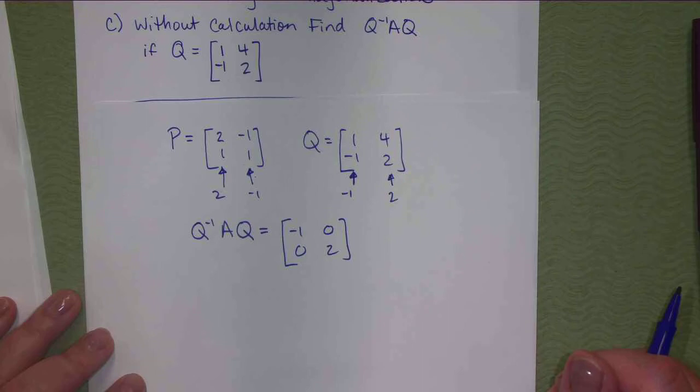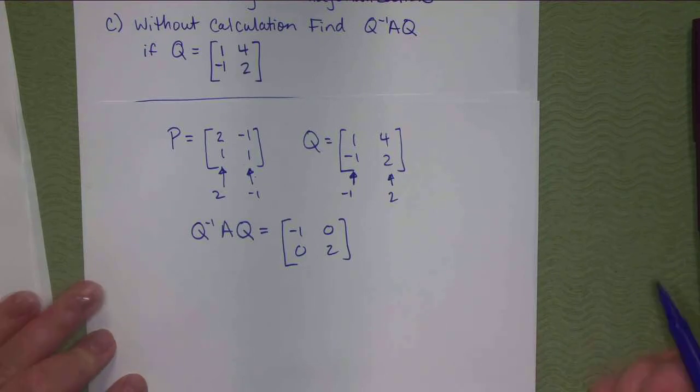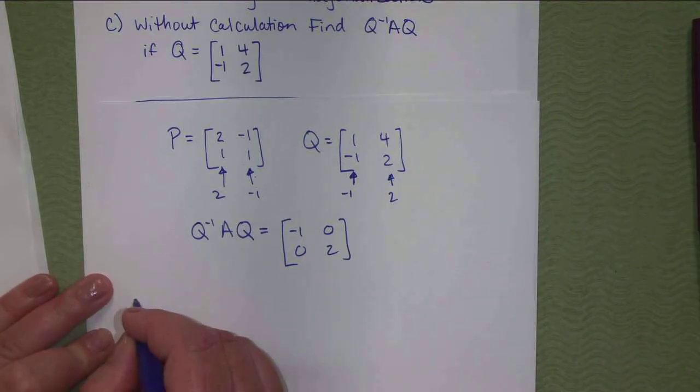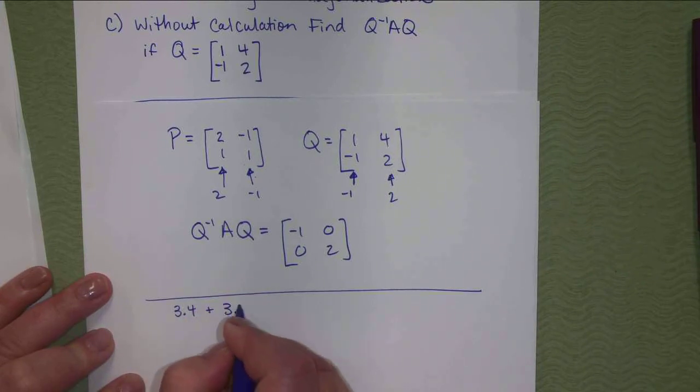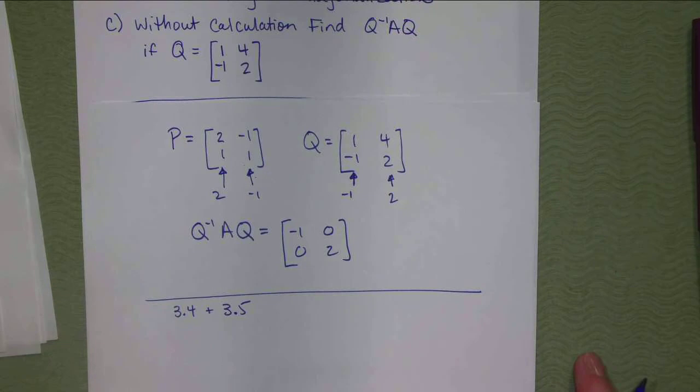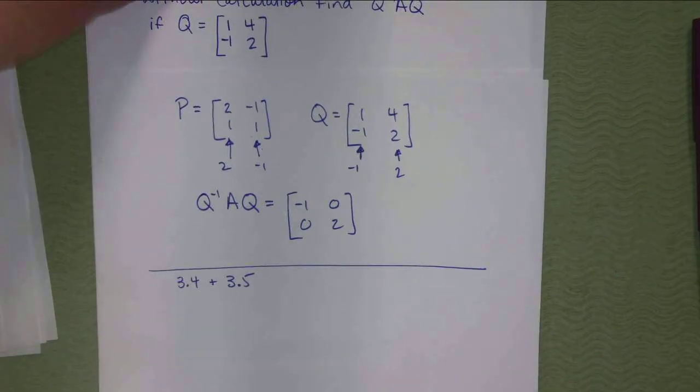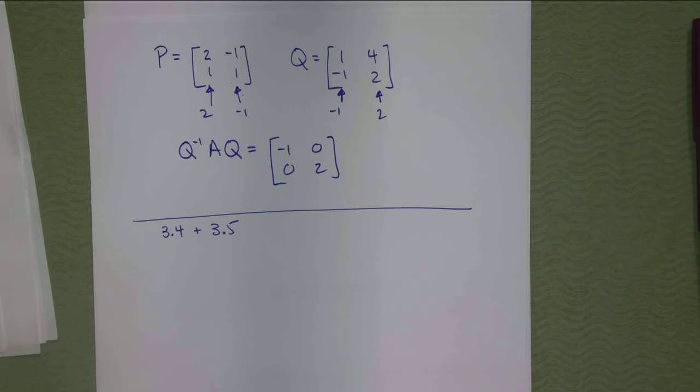Questions? Okay. So that's the end of 3.5. So you can do the questions for 3.4 and 3.5 now, if you didn't try them yet, the eigenvalues and eigenvectors. And we will start the next section now.